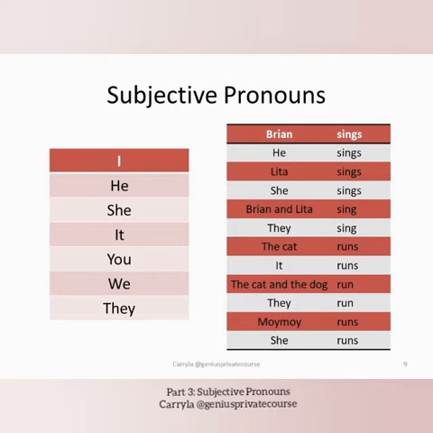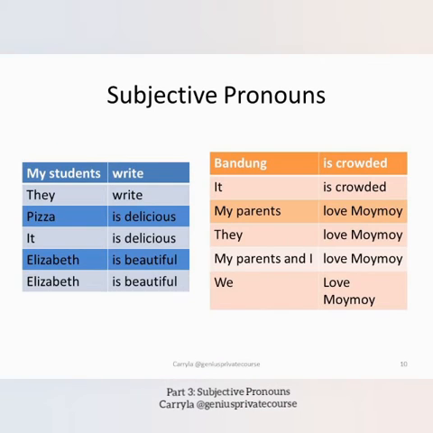Kok kenapa moi moi pakainya she, padahal kan dia animal? Kenapa nggak pakai subjective pronoun yang it? Karena yang pertama, walaupun dia animal, dia jelas memiliki nama. Yang kedua, dia jelas kita tahu apakah dia hewan laki-laki atau hewan perempuan. Jadi kita bisa menggunakan subjective pronouns-nya sesuai dengan gendernya. Alright, in the next video I will give you the example of subjective pronouns.